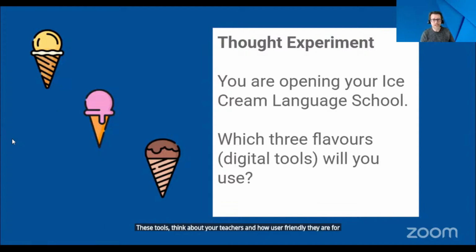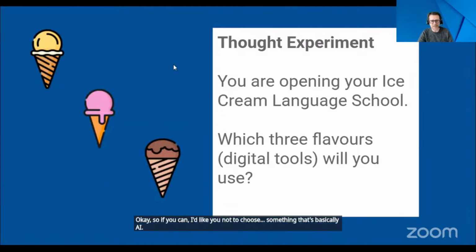Do they save time? So now in the chat box, I would like you to choose three digital tools. I'm going to make it a bit more complicated. No AI. Okay. Okay. Live worksheets, word wall, and reading apps. Okay. Zoom, Google Drive, and Voice. Okay. So if you can, I'd like you not to choose something that's basically AI. Makes it a bit more challenging.